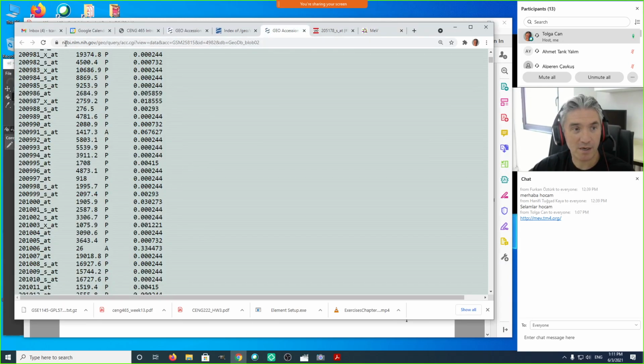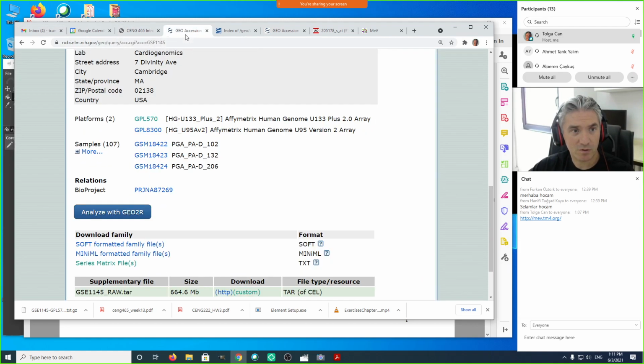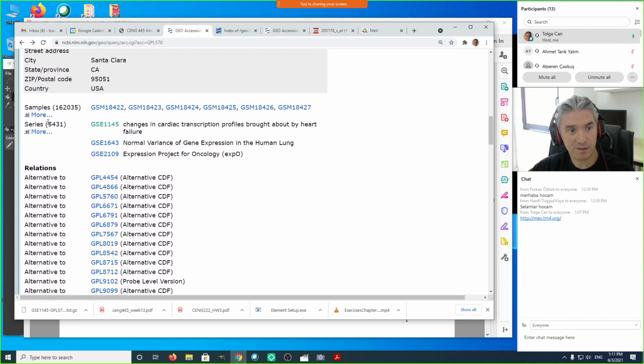If you go to NCBI GEO, there are lots of experiments. Look at the series: 5,431 different experiments performed using this chip type, this platform type. Only this one. There are also experiments conducted on different platforms as well. So this one is an expression project for oncology. If you want to find how transcription levels change in cancer, you can take a look at this one.